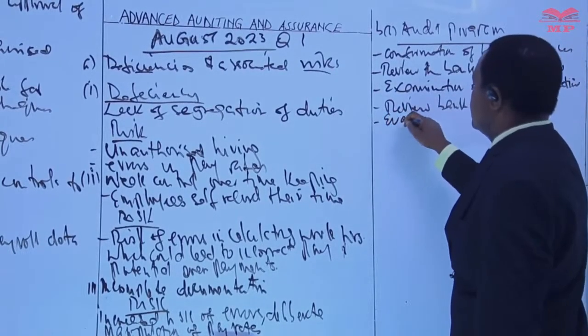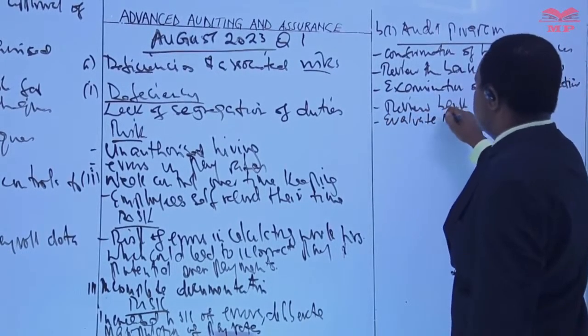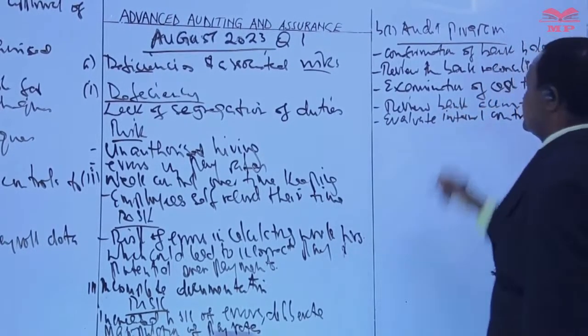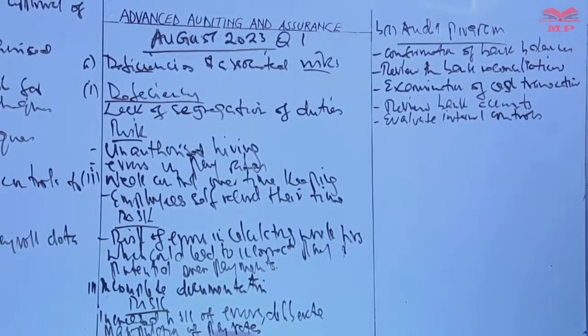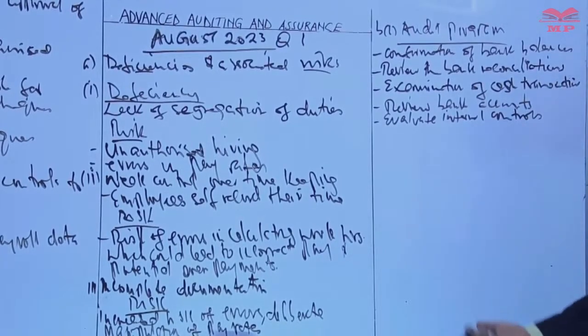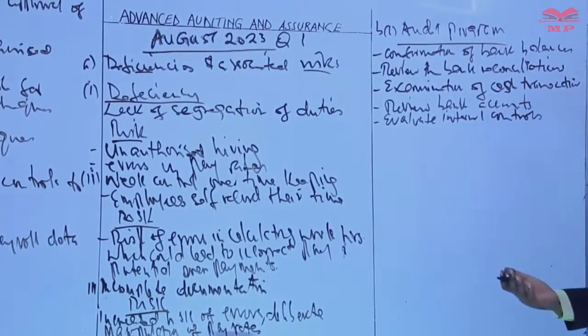Evaluate internal controls is yet another audit procedure or program. Evaluate internal controls. Assess the adequacy of internal controls over cash receipts and disbursements. And then evaluate the segregation of duties and access controls for cash transactions. The auditor may also review the procedures for reconciling bank accounts and resolving discrepancies.